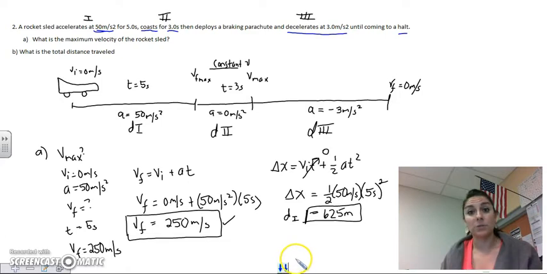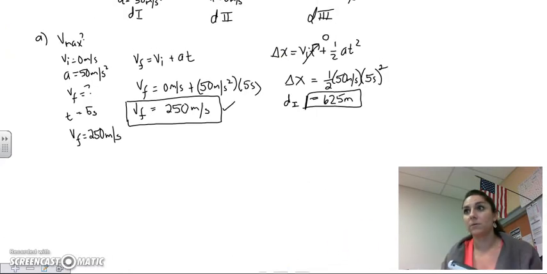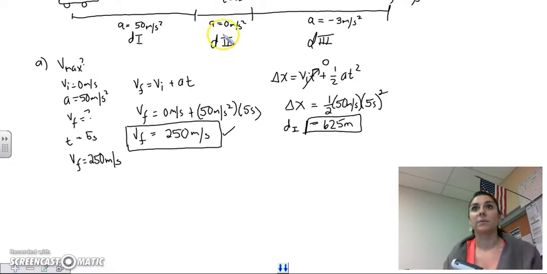Alright, so more or less I'm just going to do the same kind of process for each section. I'm going to scroll my paper down a little bit. Here we go. And just leave that up here.